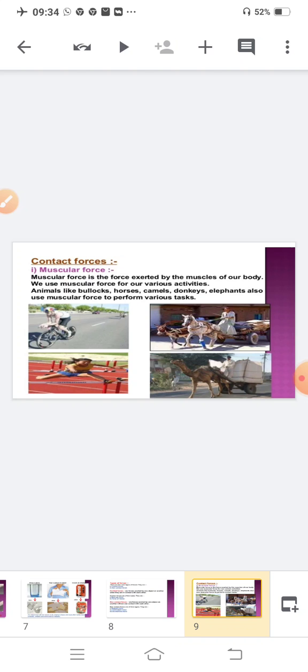Is this clear? When they are in contact with each other. So we know that there are different types of contact force. Let us discuss different kinds of contact force.